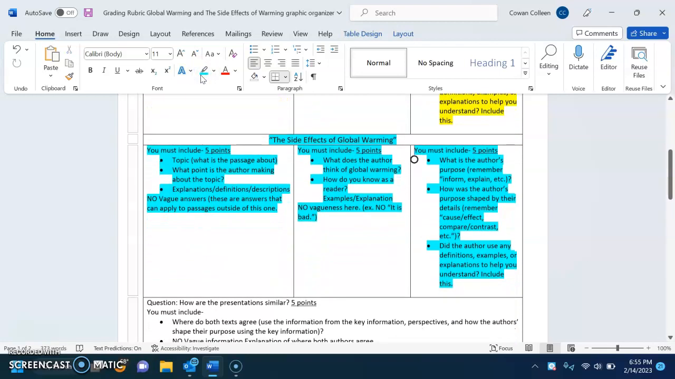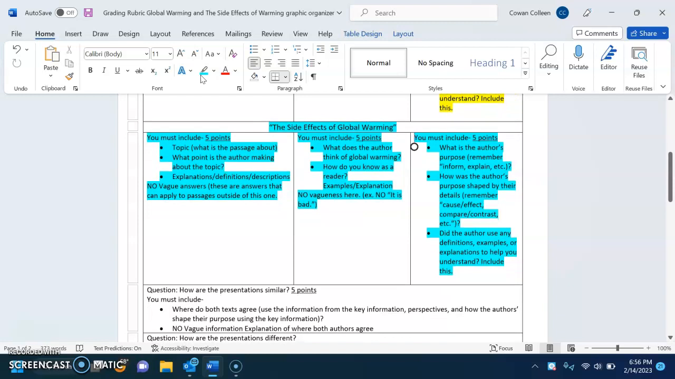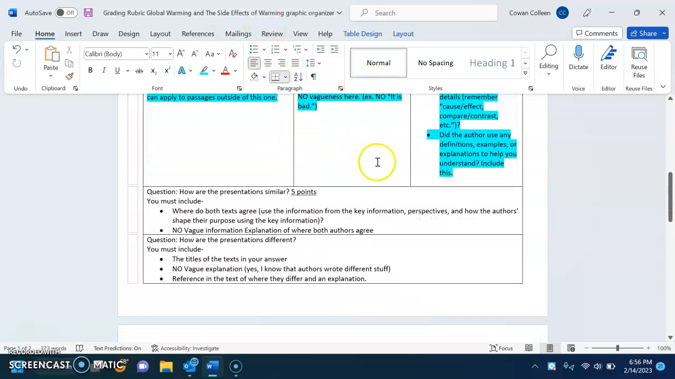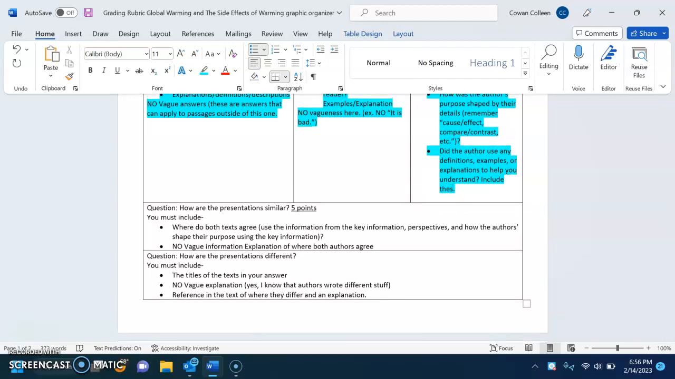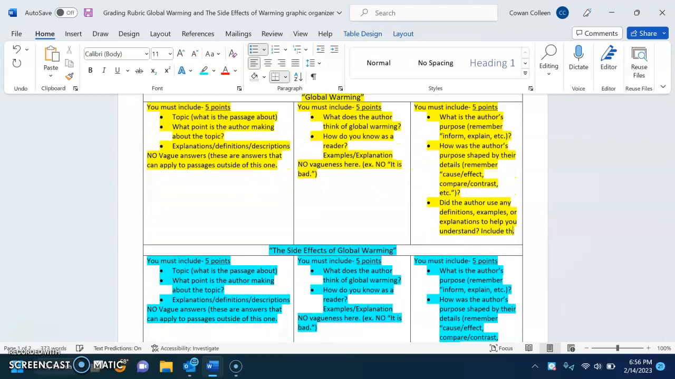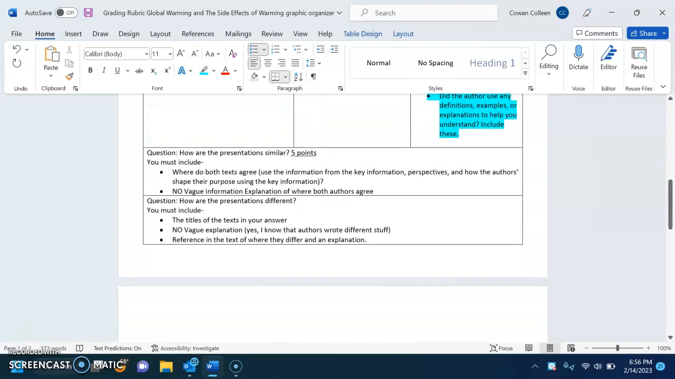Last part of this, we're talking about how does the author's purpose shape the key information? Again, 5 points. What's the author's purpose? Remember, inform, explain, etc. How was the author's purpose shaped by their details? Remember those cause and effect relationships, compare and contrast, etc. Did the author write it in time order? Whatever the author does to put their point across. And did the author use any definitions, examples, explanations to help you understand? Include this. Now I'm going to change this to these, but that's okay. I'm going to change it up here. Include these.